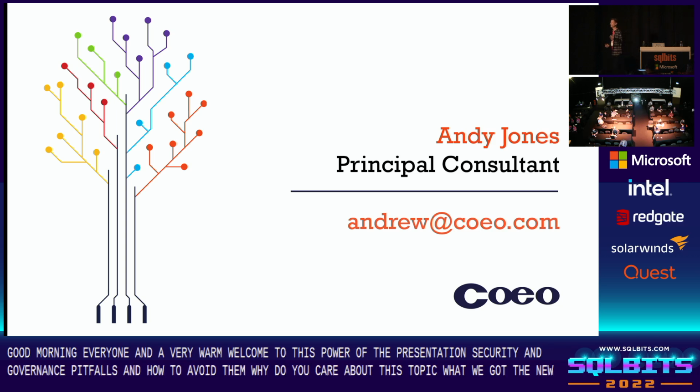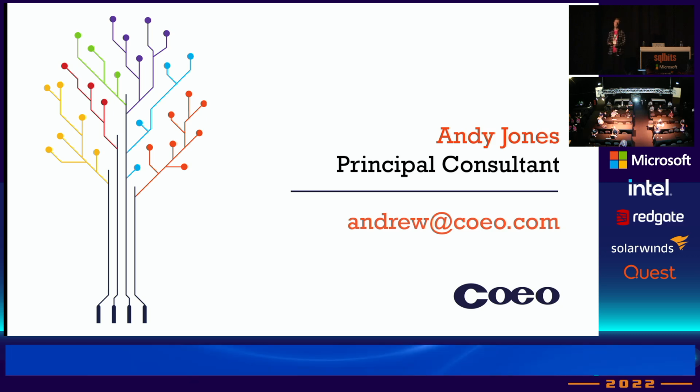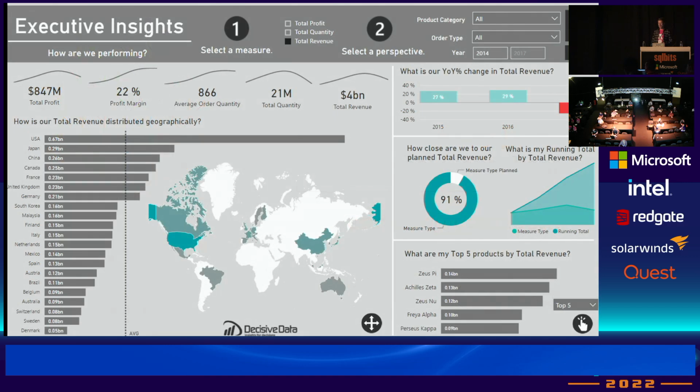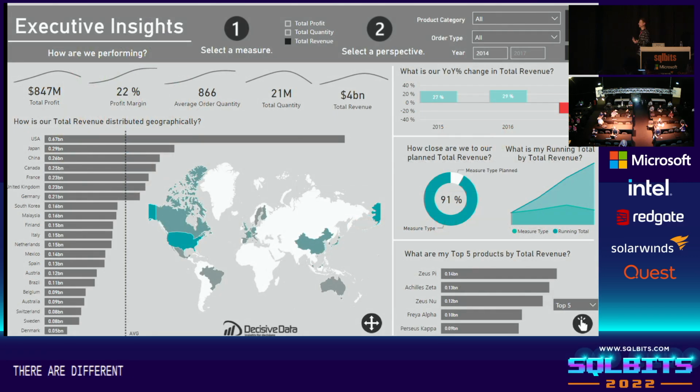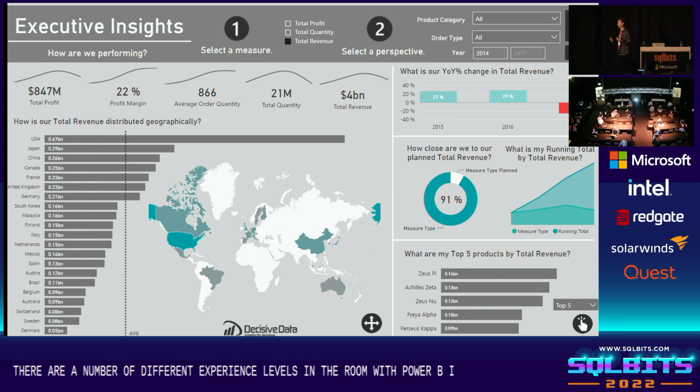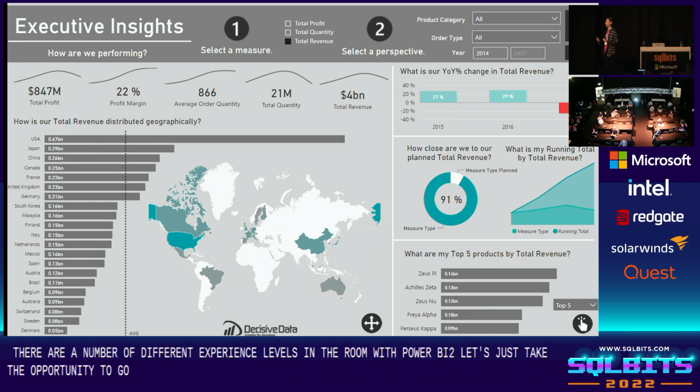So when we go into the City of London and we speak to the project stakeholders, their first question is: is my data secure, managed, governed, audited, documented, understood? Vital questions in any analytics project. There are a number of different experience levels in the room with Power BI, so let's just take the opportunity to get everyone on the same page.